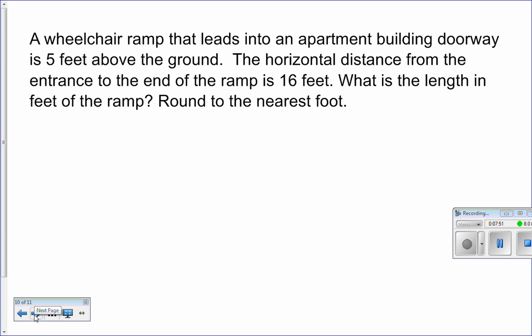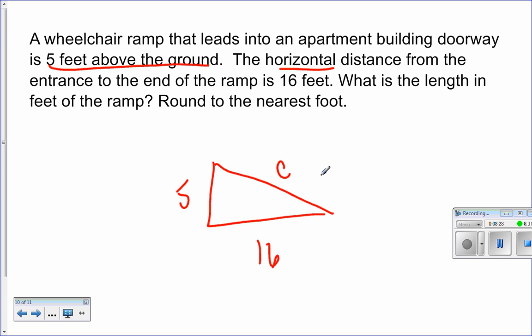This says a wheelchair ramp that leads into an apartment building doorway is 5 feet above the ground. The horizontal distance from the entrance to the end of the ramp is 16 feet. What is the length in feet of the ramp? So we know that it's going to be 5 feet above the ground. The horizontal distance from the entrance to the end of the ramp is 16 feet. What's the length of our ramp? Go ahead and solve this problem.